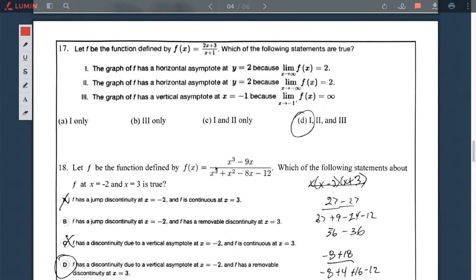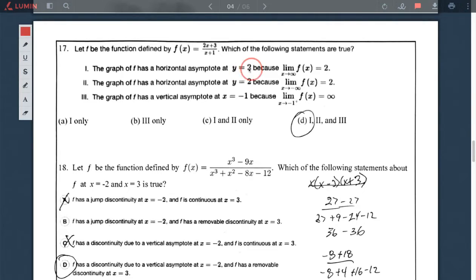17, let f be the function defined by f of x equals (2x plus 3) over (x plus 1). Which of the following statements are true? The graph of f has a horizontal asymptote at y equals 2 because the limit as x approaches infinity of f of x equals 2. So look at this horizontal asymptote. Notice the exponent is the same top and bottom. I take the coefficients, so 2 over 1 does give me 2.